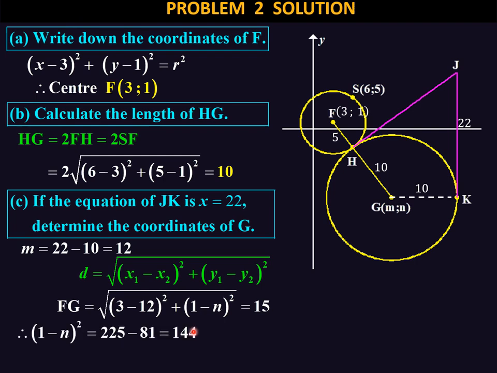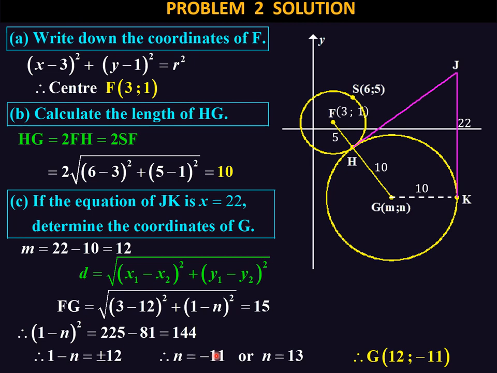If I simplify that, if I square both sides, 15 becomes 225, and I do that little bit of arithmetic. 9 squared is 81, so I have 1 minus n squared is 144. Again, we have 1 minus n is plus or minus the square root of 144, which is 12, and then we can get the two n values. n is negative 11 or n is 13. Now, which one is it? Is the y coordinate positive or negative? It's not positive, so the y coordinate has to be negative 11, and there we have the coordinates of G.